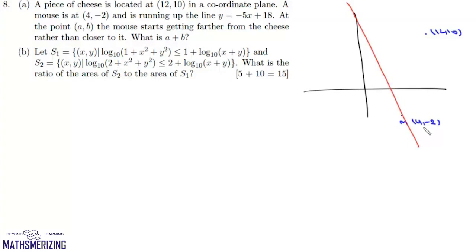So we put x as 4, so it will be minus 20 plus 18, which is minus 2. So this mouse is on this line. It moves along this line. Now it says at the point (a, b), the mouse starts getting farther from the cheese rather than closer to it. So if we look at the distance of this mouse from this cheese, it is given by this distance. Now this distance will be minimum when it is this perpendicular distance.